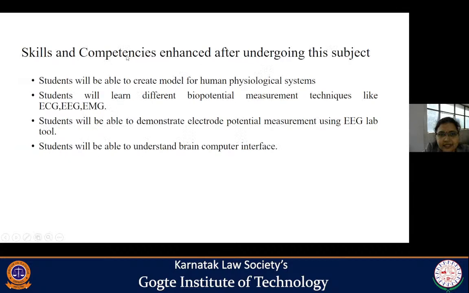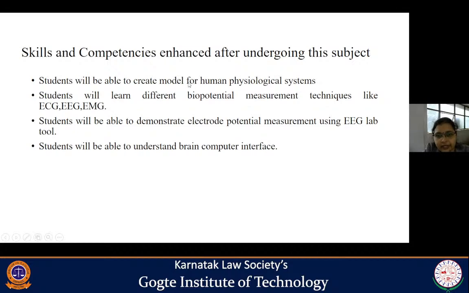Coming to the skills and competencies enhanced after undergoing this subject, students will be able to create a model for any human physiological system. In unit 1, the muscle model is discussed, so students will be able to create a model for muscle.